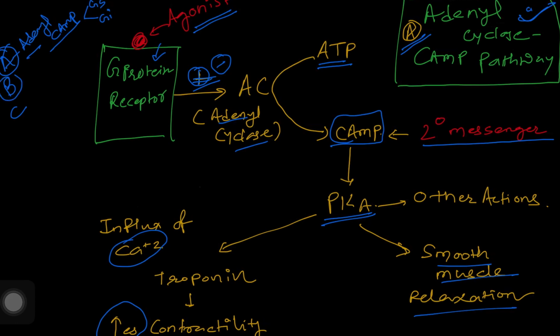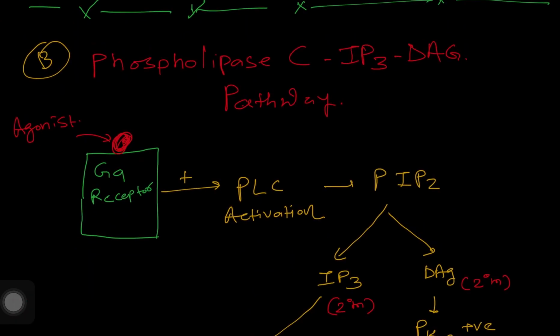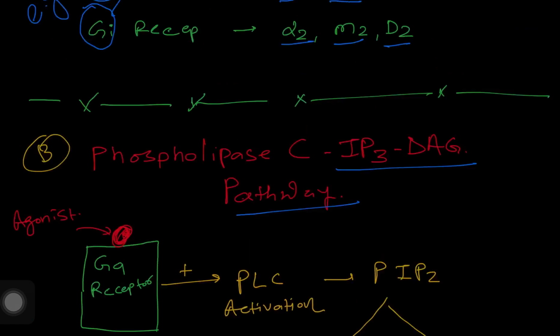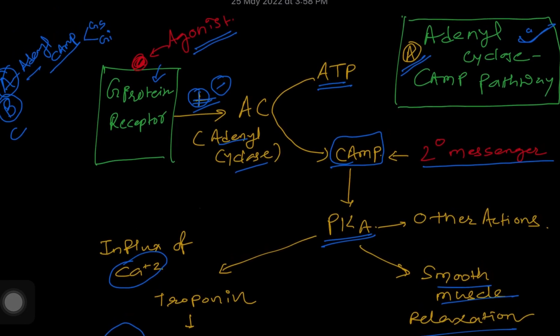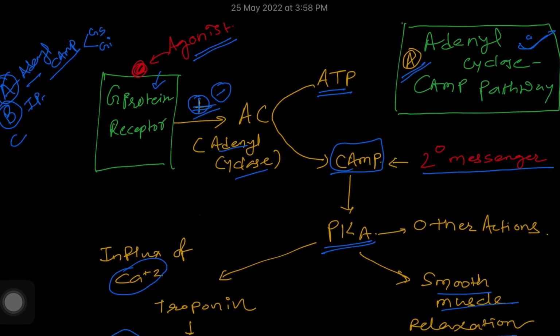Let's talk about another way of action of this G protein coupled receptor, and that is the phospholipase C IP3-DAG pathway. So in short, the second pathway of this G protein coupled receptor is the IP3-DAG pathway.